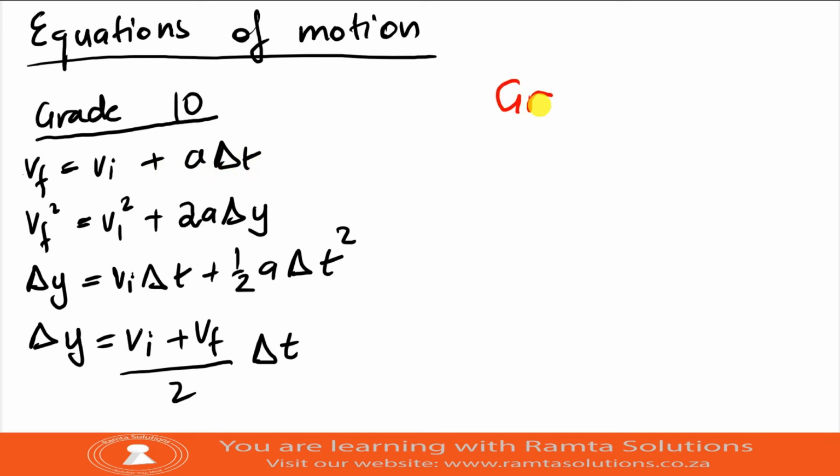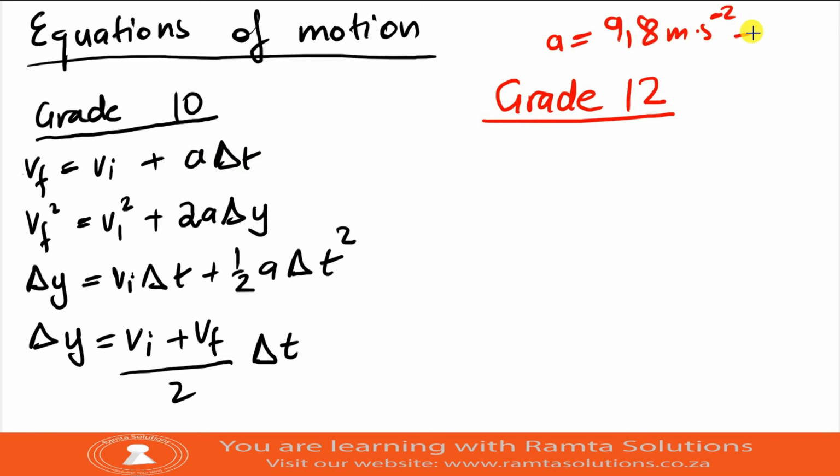But for grade 12, we are no longer dealing with this rectilinear acceleration. Our acceleration is now equal to 9.8 meters per second squared, which we also know to be gravity. By the way, I made a mistake here. In grade 10, you were not saying delta y, you were saying delta x, because you were moving in the horizontal.